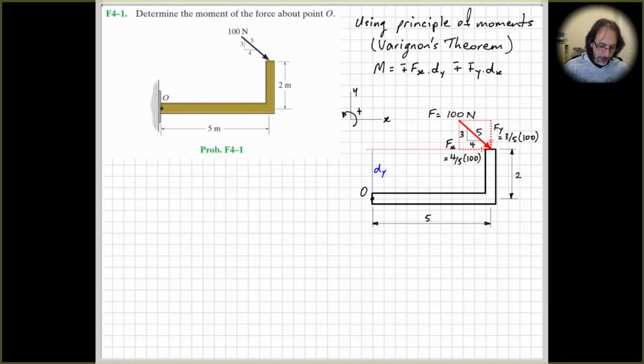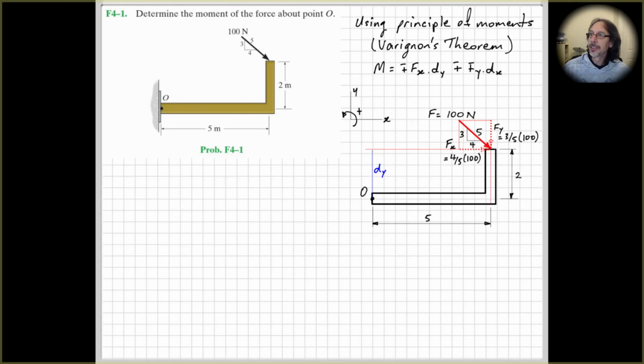All right, so we need the perpendicular distance. When we're calculating the moment, it's important that we know the full definition of the moment. The moment is equal to the magnitude of the force times the perpendicular distance from the point where we're taking moments about to the line of action of the force. So here's the line of action of the force Fx. dy here is the perpendicular distance from point O to that line of action.